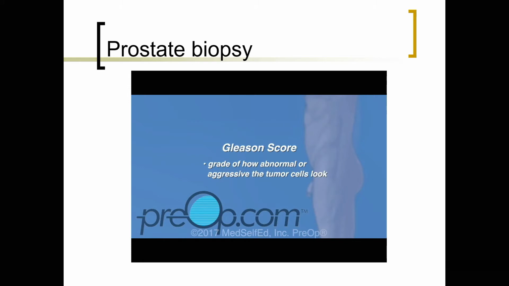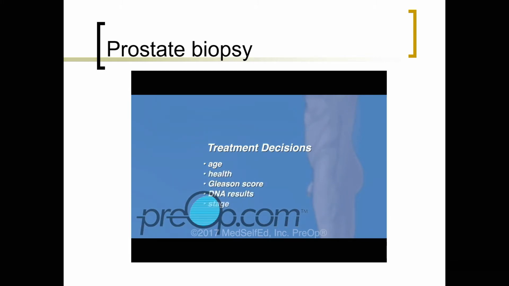DNA gene testing is commonly done on the tumor cells as a new way to measure how aggressive the tumor is. This is different than a cancer stage, which is based on where, how large, and if the tumor has spread. Treatment decisions for prostate cancer are based on many factors, including a patient's age and general health, the cancer Gleason score, DNA results, and stage.